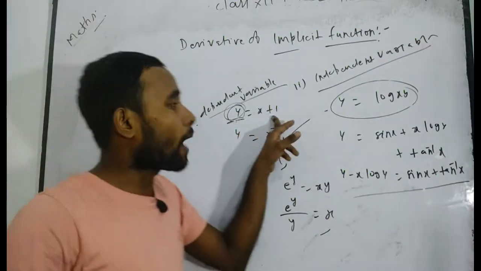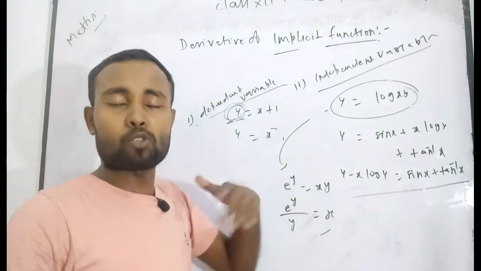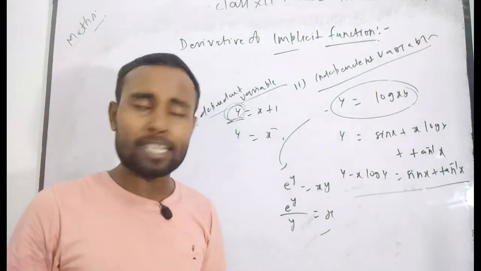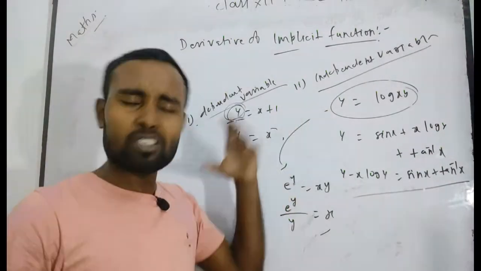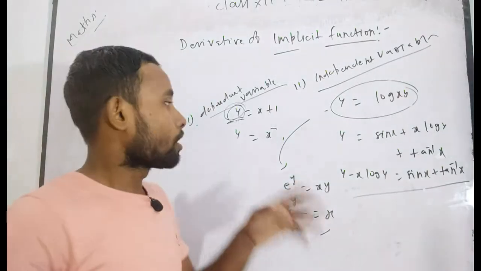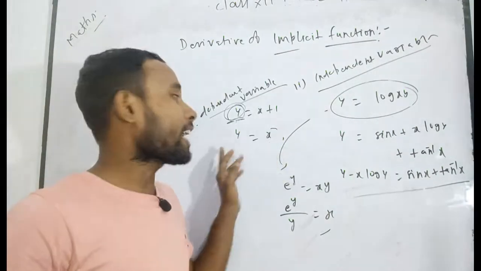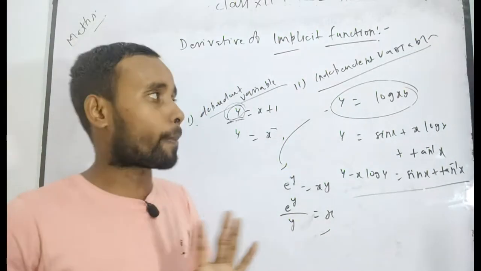Here you see y is equal to something completely in terms of x. That means y is completely expressed in terms of x. That's why you can tell me this is not an implicit function. A function which is not implicit will be explicit. Similarly, y is equal to x is an explicit function. Why? Because y is completely expressed in terms of x.